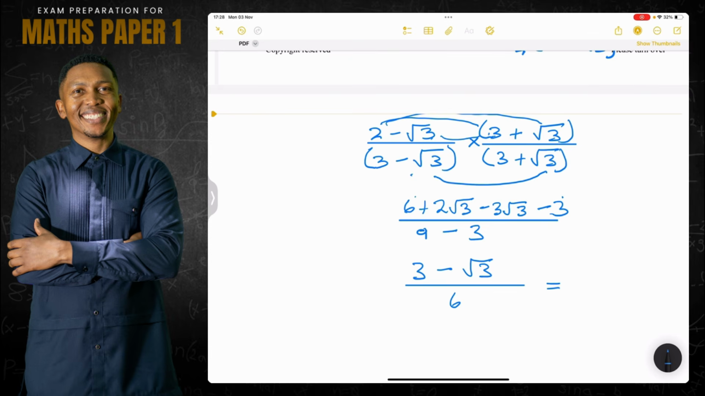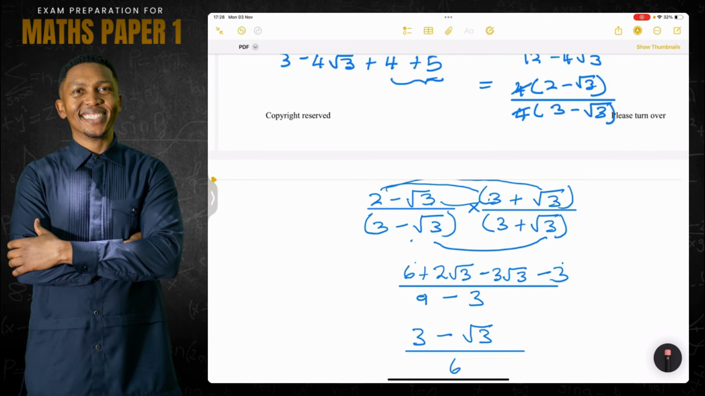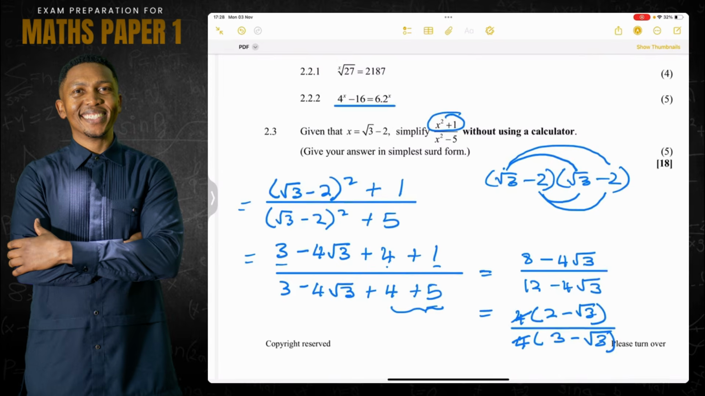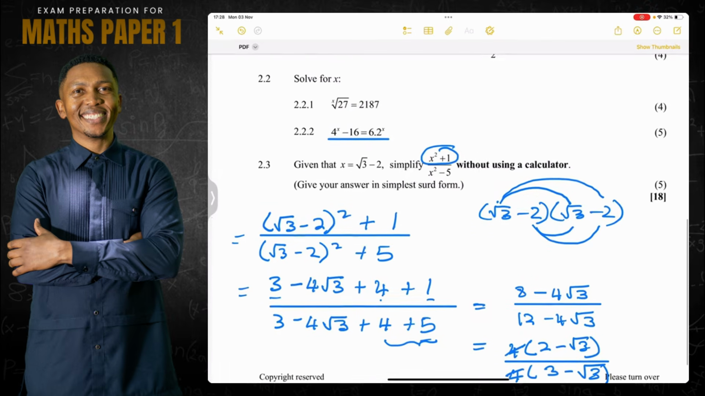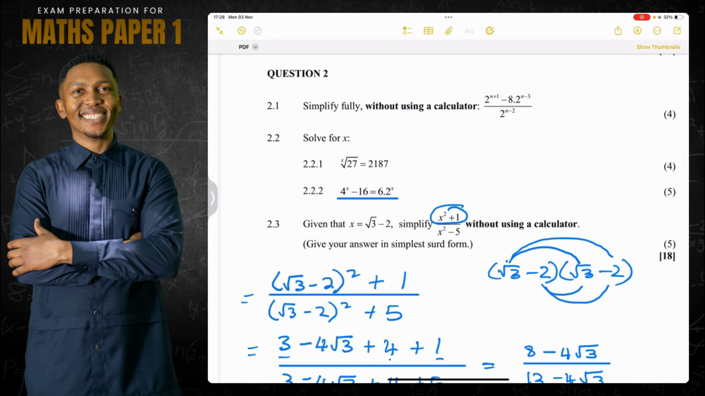Okay, if you wanted to, you can still simplify it and say this is 1 over 2 minus root 3 over 6. Okay, but in that case, that is in its simplest form. And I hope that you guys were able to follow this. And that brings us to the end of question number 2. We will see each other when we do question number 3 next.